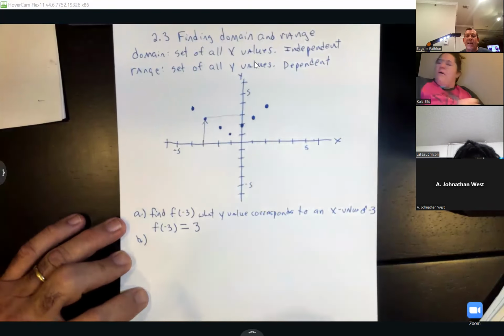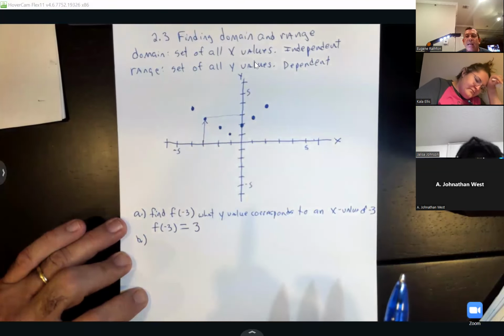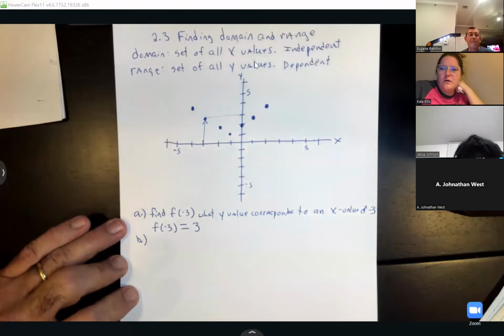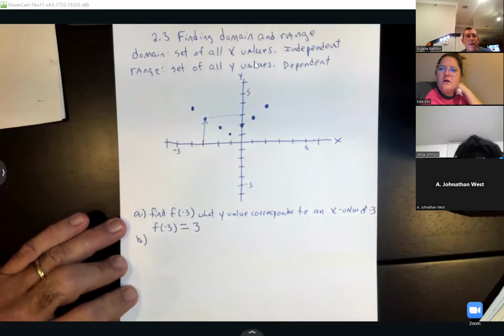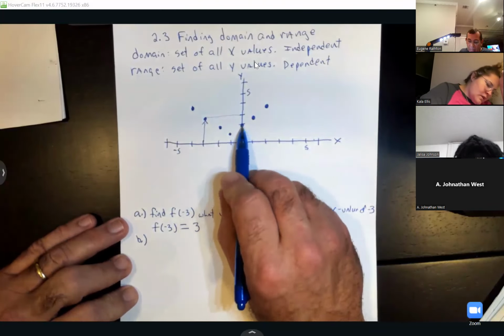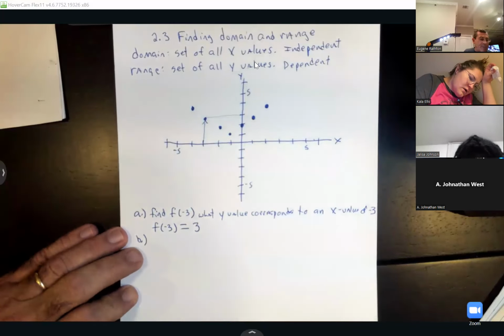If I was looking at, say, this one's for y'all just to see what y'all say, but what would y'all put if I said f of 0? 2. Good job. Because when x is 0, we go up, and that point is sitting there 2 on the y-axis. Good job, y'all.